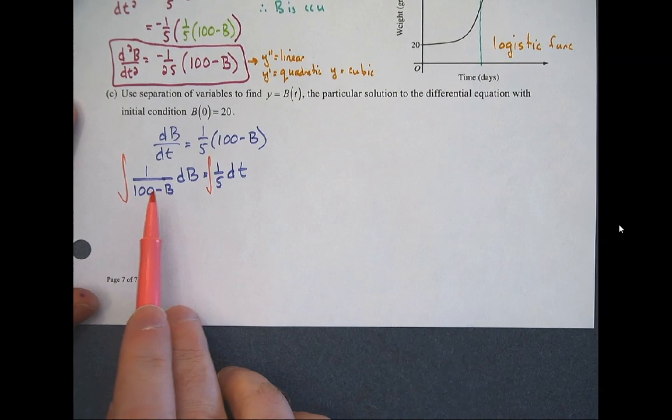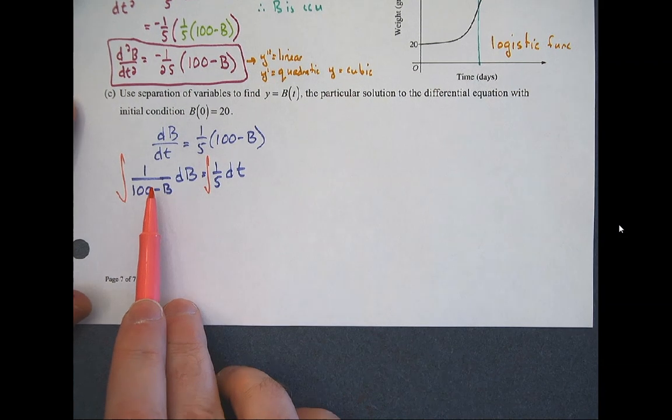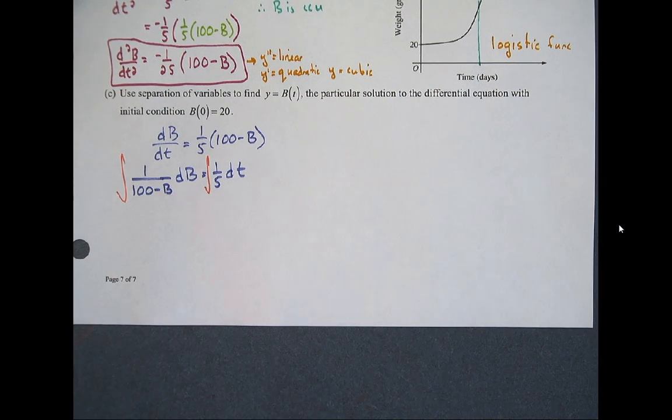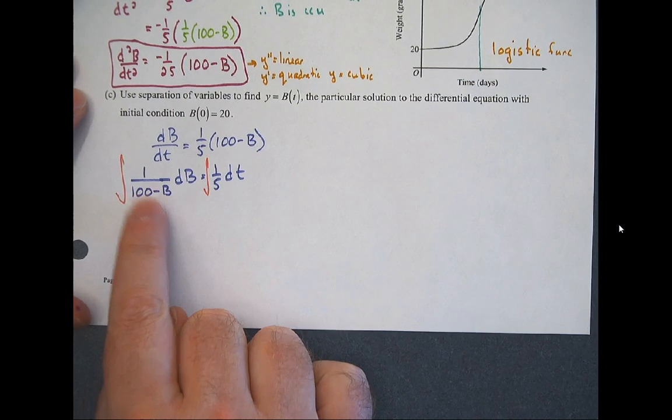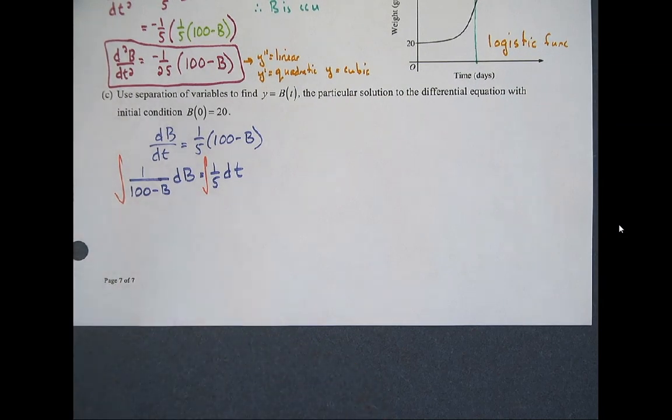Well, as I try to integrate this, I run into a problem right away. I don't know the integral of 1 over 100 minus b. And it's not one of those arc trig situations. So how would you integrate this? Pause, think about it, see if you can do it. We've already done it. We did it last unit.